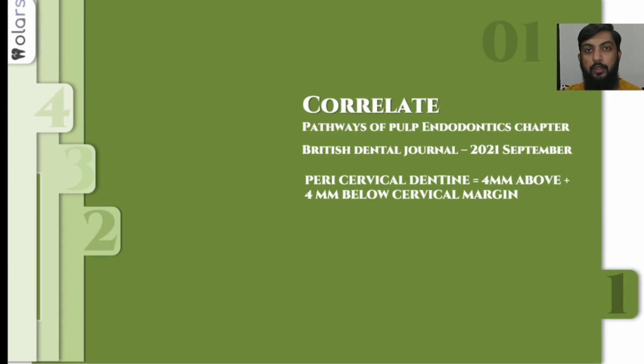Another algorithm I find quite interesting is in the British Dental Journal, September 2021 issue. The ferrule is the amount of tissue that is encircling the tooth on which the direct or indirect restoration is placed. It should be greater than 2 mm, and ideally more than 1 mm in thickness.